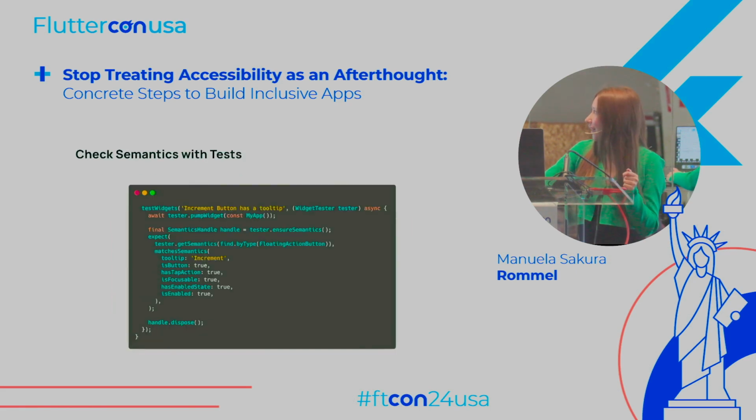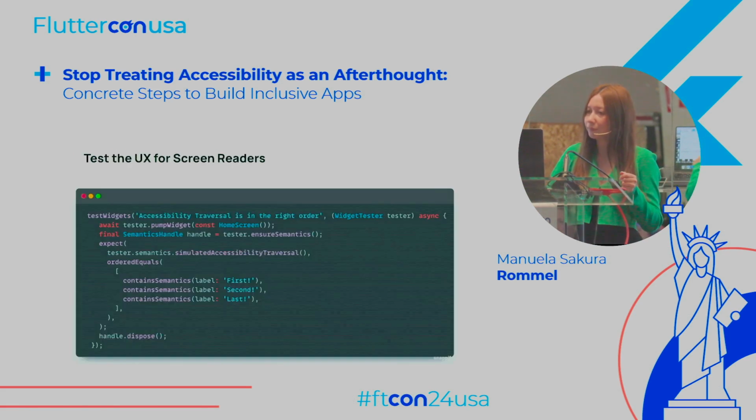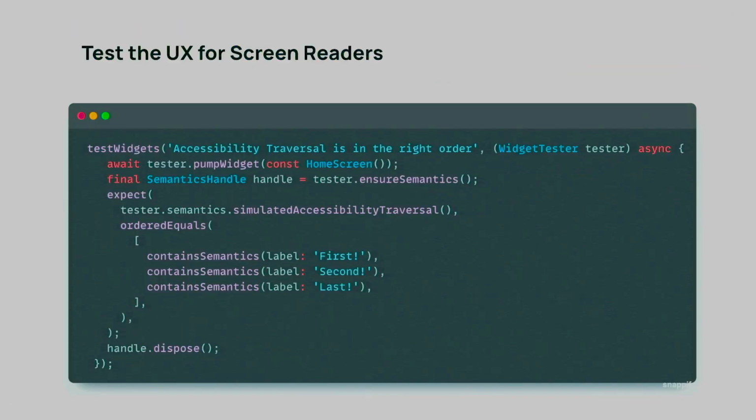You can also check semantics with tests. So you can verify if your tooltip or your label is there. One thing to note, you need to be very exact with this test. So if you forget something, it's going to fail. It is quite lengthy to write, so probably better for main flows than for some edge cases. Then you can test the UX for screen readers. Remember the traversal, so you can check in which order the semantics labels are read.